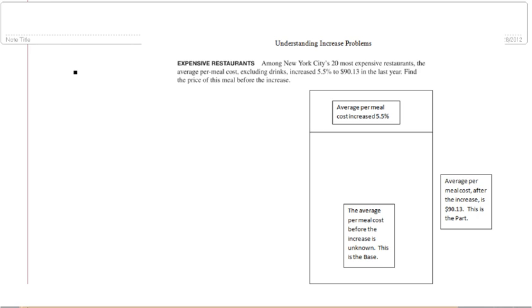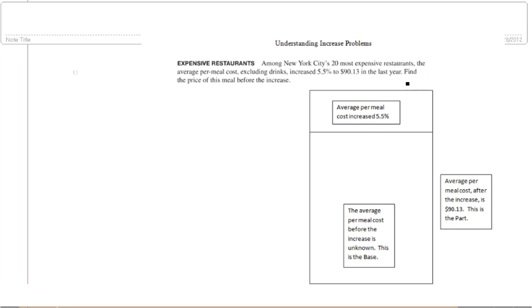In this lesson, we're going to learn about increase problems. The problem reads, among New York City's 20 most expensive restaurants, the average per meal cost, excluding drinks, increased 5.5% to $90.13 in the last year. Find the price of this meal before the increase.